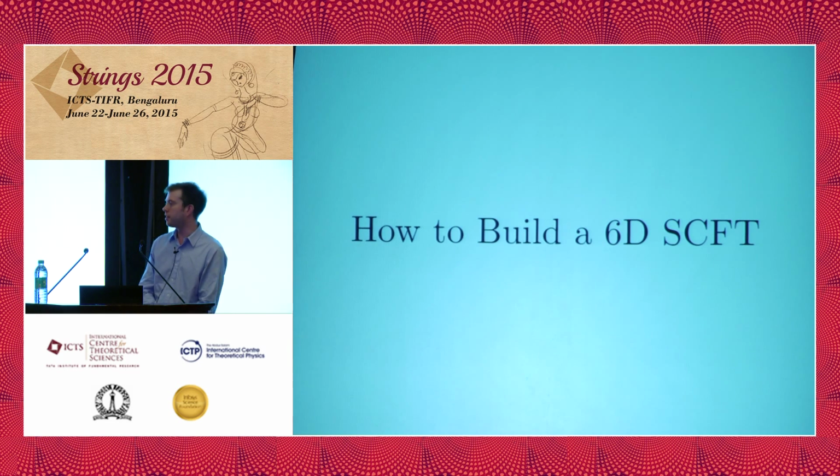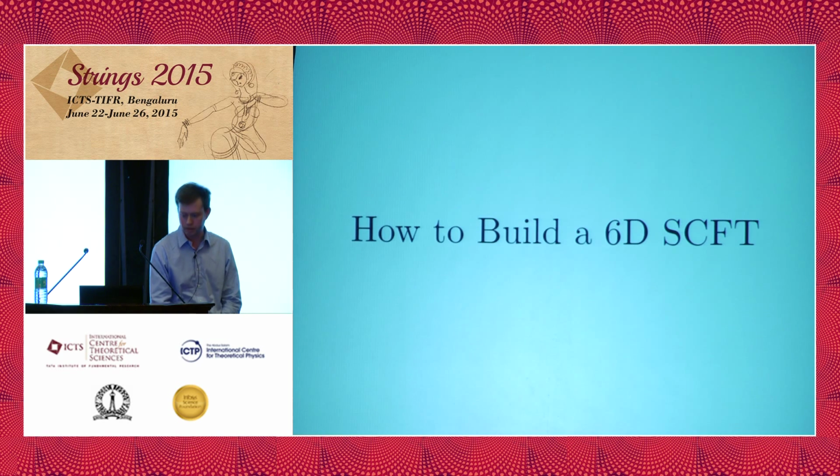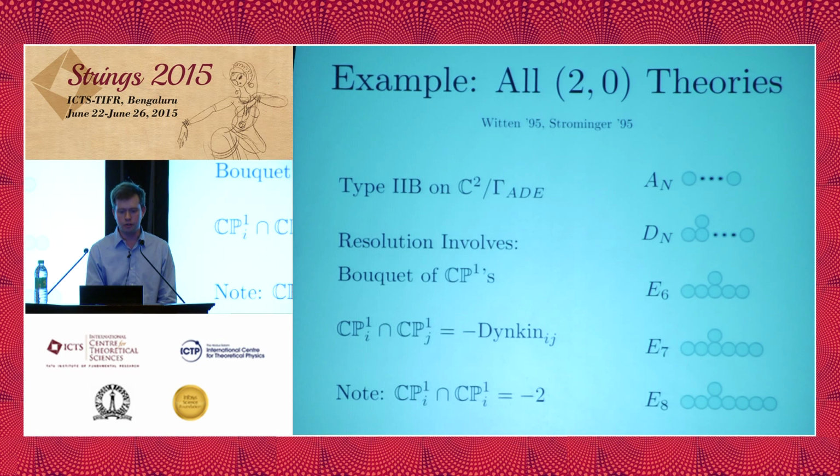OK, so how do you build an SCFT? So let me begin with a case that has more than just the (1,0) supersymmetry, namely the (2,0) theories. So here are all the (2,0) theories we know about. So if you have a problem with this being a classification of the (2,0) theories, then you will have a problem with the rest of my talk.